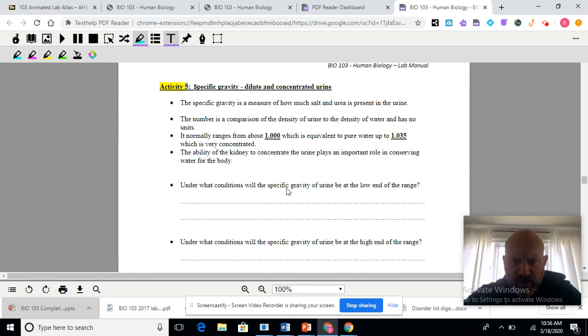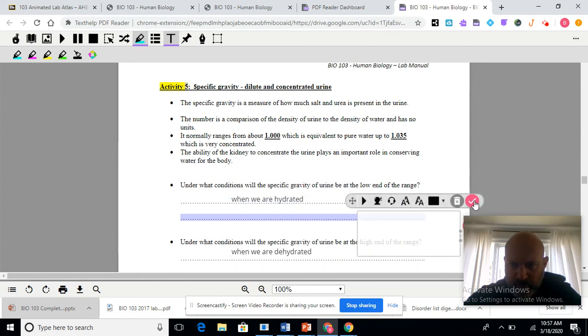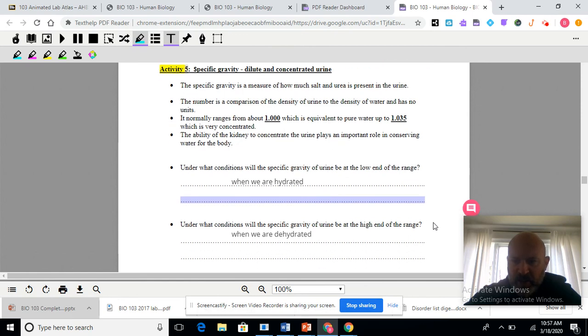Under what conditions will the specific gravity of urine be at the low end? This is when you are hydrated. And under what conditions will it come out on the high side? Obviously, when we are dehydrated, such as when we first wake up in the morning. The specific gravity reading will be higher, right? And the color will be darker too.